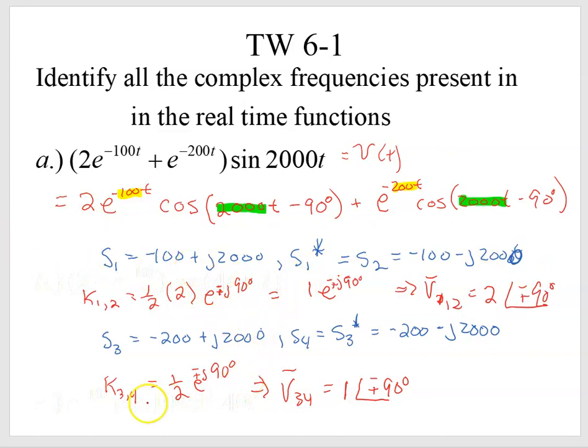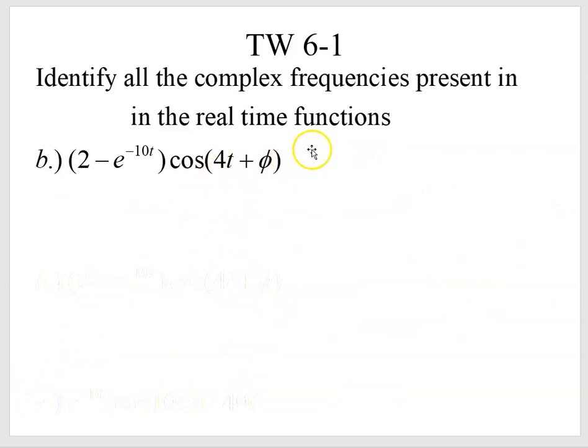So you probably should make sure you pause this and try to solve for B now, where again we're going to try to identify the frequencies, and we'll also additionally look at the complex constants. So here we can write this again. This is in cosine form, so we don't have to do the conversion, but we can say this is equal to 2 cosine 4t plus phi minus e to the negative 10t cosine 4t plus phi.